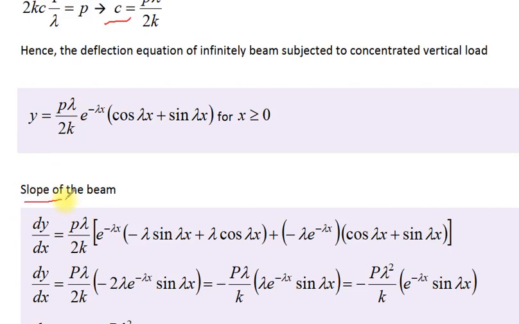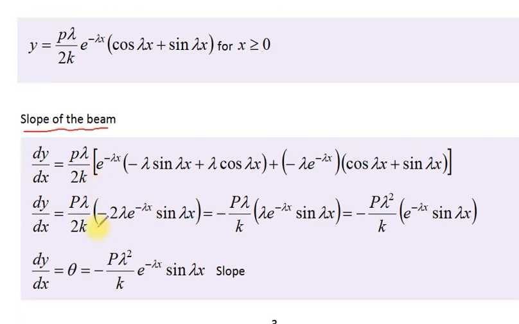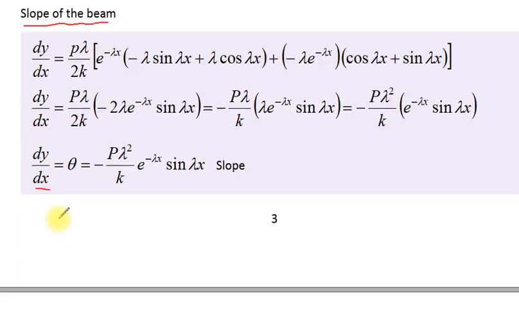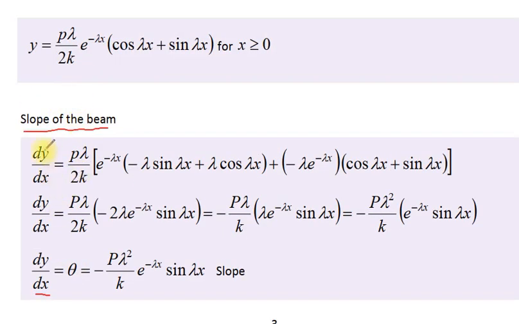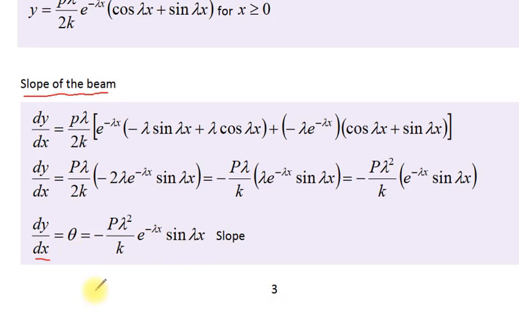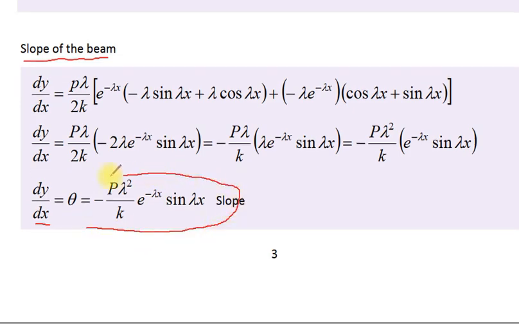To get the slope of the beam, we have to differentiate the deflection with respect to x, since theta or dy over dx equals the derivative of y with respect to x. After differentiating this equation with respect to x, we get minus P lambda squared over k e to the minus lambda x sine lambda x. This is the slope, the second equation we need.